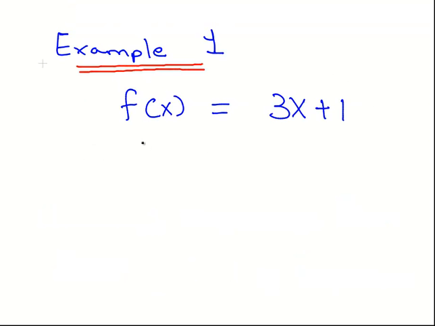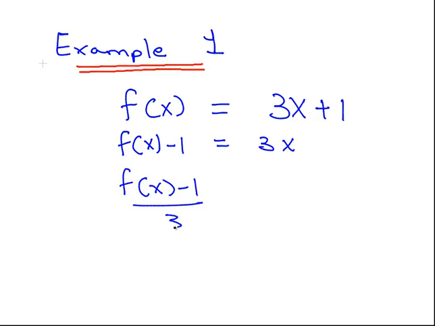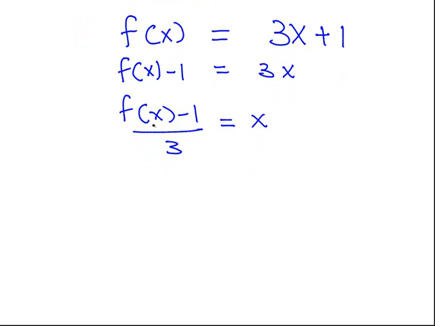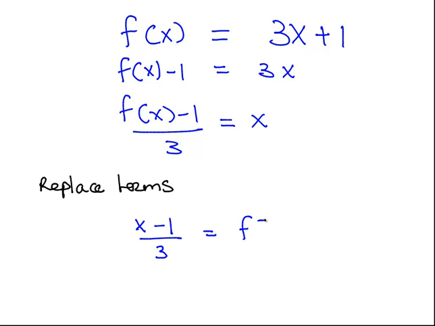Example 1: f of x equals 3x plus 1. Here f of x is given in terms of x. So we have f of x isolated, and an expression in terms of x. What we're going to do is change that round. First off, subtract 1 from both sides. Now we're going to divide by 3. That's step 1 done. But now we're going to replace the terms. We replace f of x with x, so we have x minus 1 over 3, and x with f minus 1 of x. That was a simple enough example.